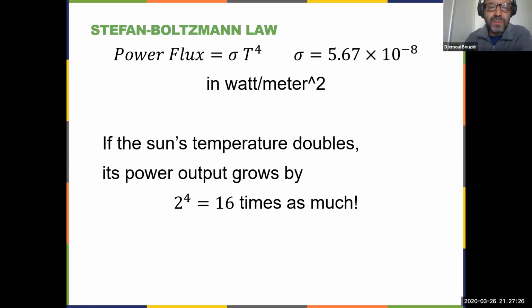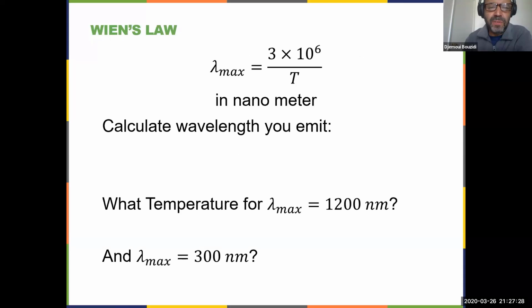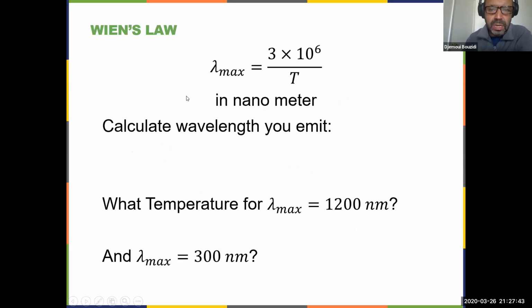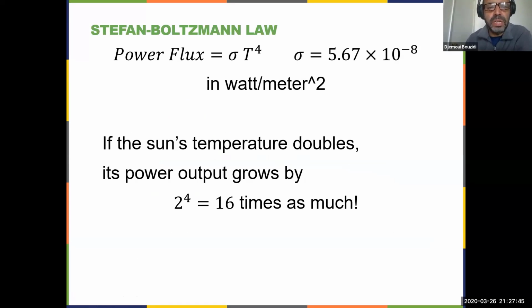Power flux is basically this area. The bigger the object, like this one in here, for example, the 6,000 Kelvin, this area is how much output of energy it emits. This area is how much energy it emits. And the objects, according to this theory of black body radiation that explains how stars and objects in general emit light, this is true even for us, basically.